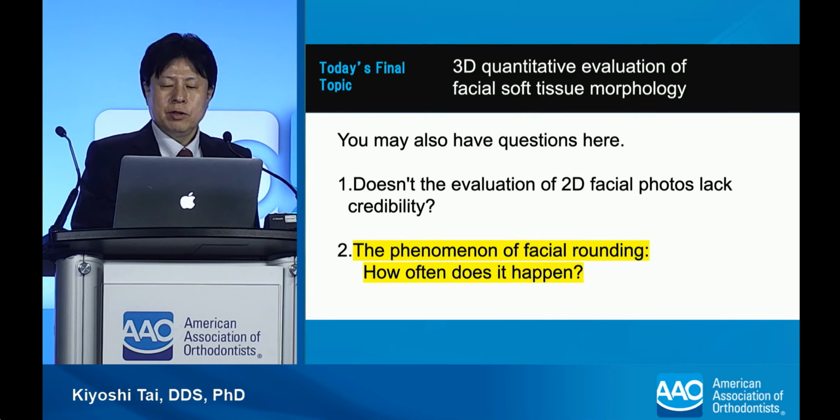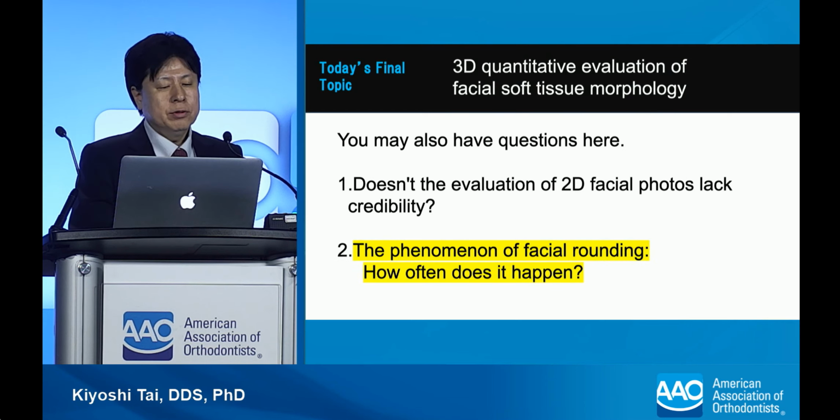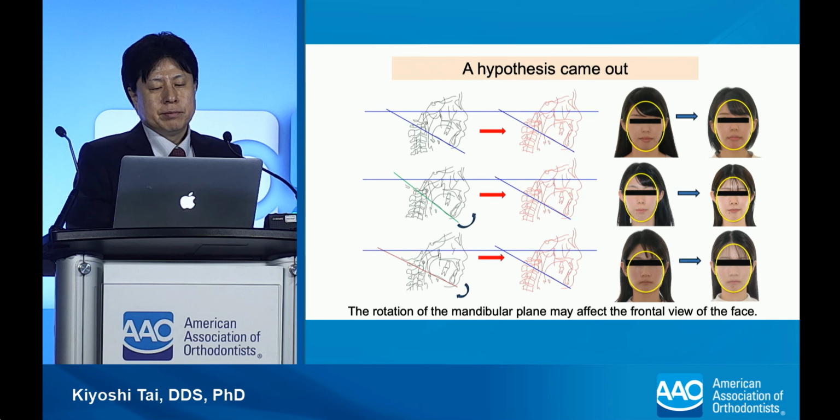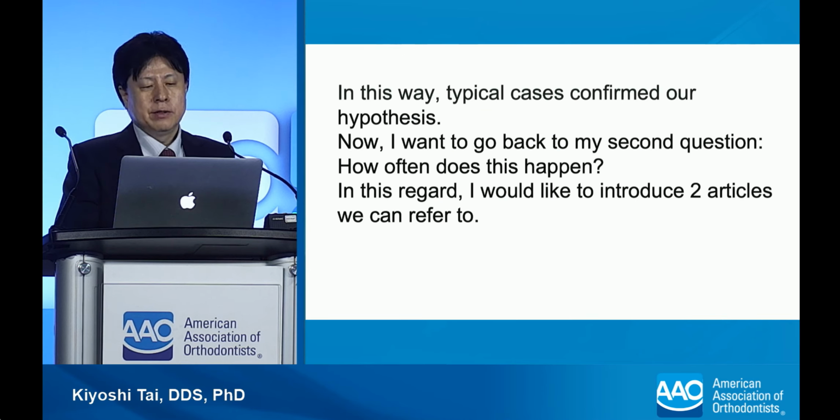Now, let's dive into today's final topic. For the answer to the second question I mentioned earlier, the phenomenon of facial rounding, how often does it happen? Before that, I have one hypothesis. The rotation of the mandibular plane may affect the frontal view of the face. In this way, typical cases confirmed our hypothesis. Now I want to go back to my second question.